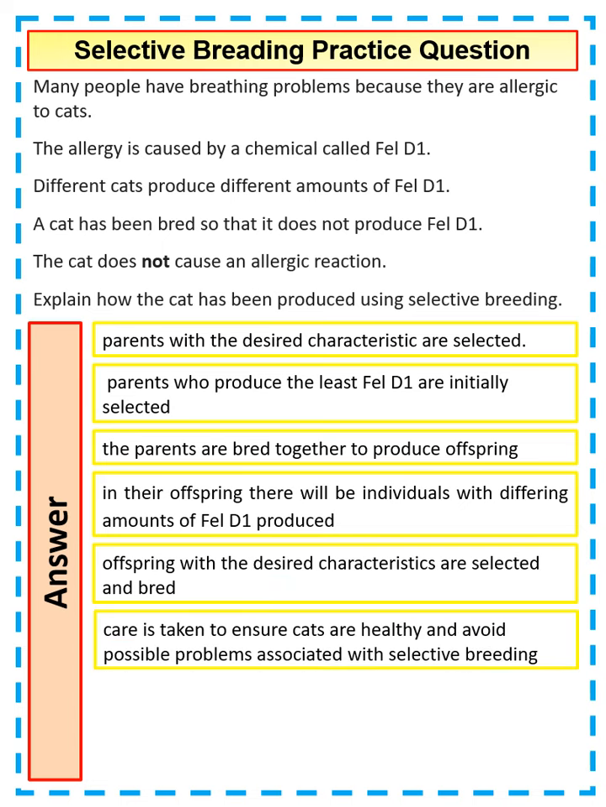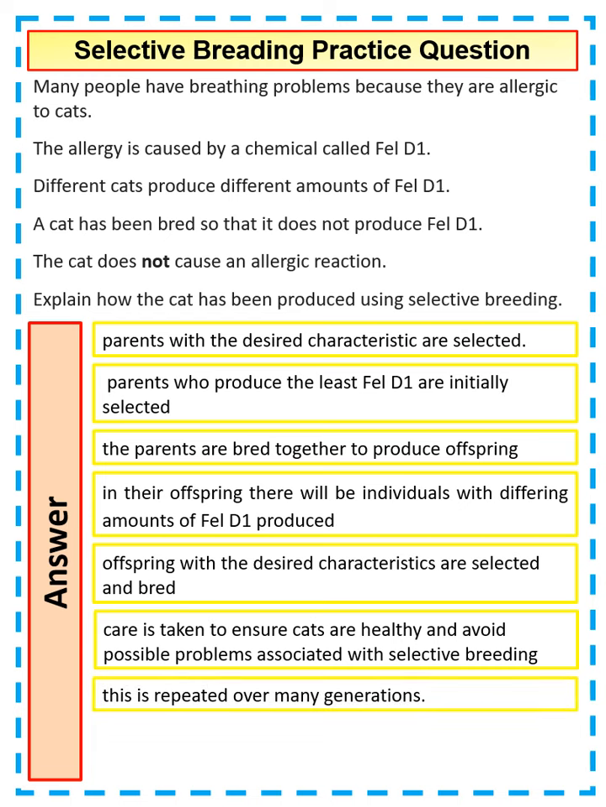We make sure that we're taking care to avoid lots of inbreeding because that can cause problems. And this is repeated over many generations, right? The fact that we're repeating it over many generations enables us to breed a cat which produces no FeLD1 in this case.